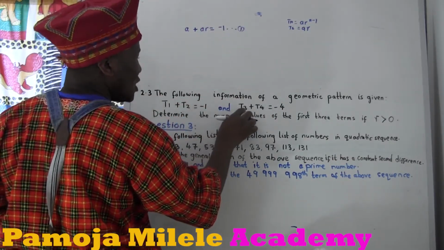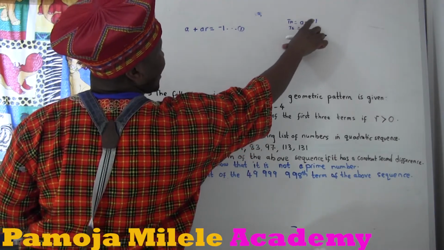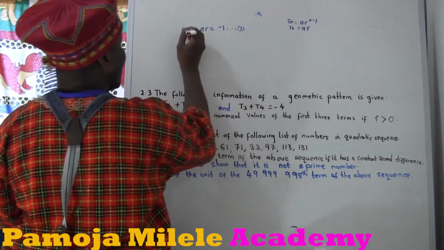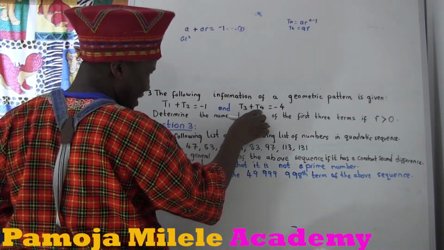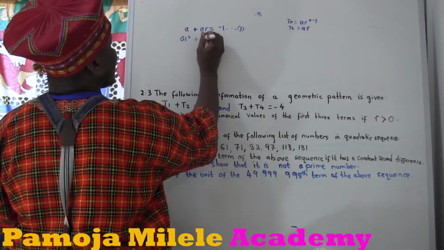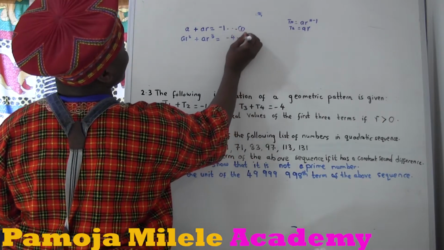I'll do the same thing here. Term 3 is going to be a r to the 3 minus 1 equal to 2. So a r squared. So this is going to be a r squared for here plus a r cubed. Do the same game. a r cubed equal to negative 4. Let me call this second equation.